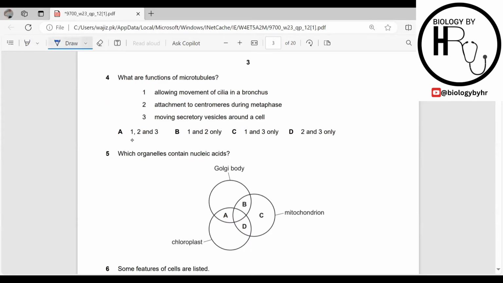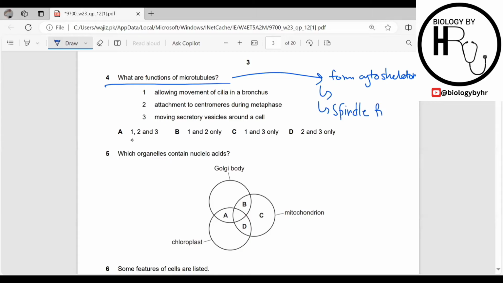Question number 4 says: what are the functions of the microtubule? So basically, what are the uses of the microtubule? Microtubules form the cytoskeleton and allow the movement of the organelles. They are also used to make the spindle fibers in cell division, right?